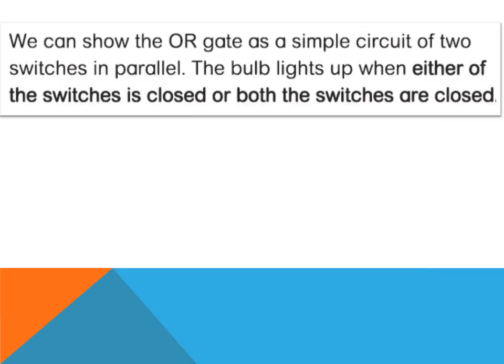Now we can show the OR gate as a simple circuit of two switches in parallel. For the AND gate, we showed it with a circuit of two switches connected back to back, in series. But here, for the OR gate, we can compare it with a circuit where two switches are connected parallel to each other.